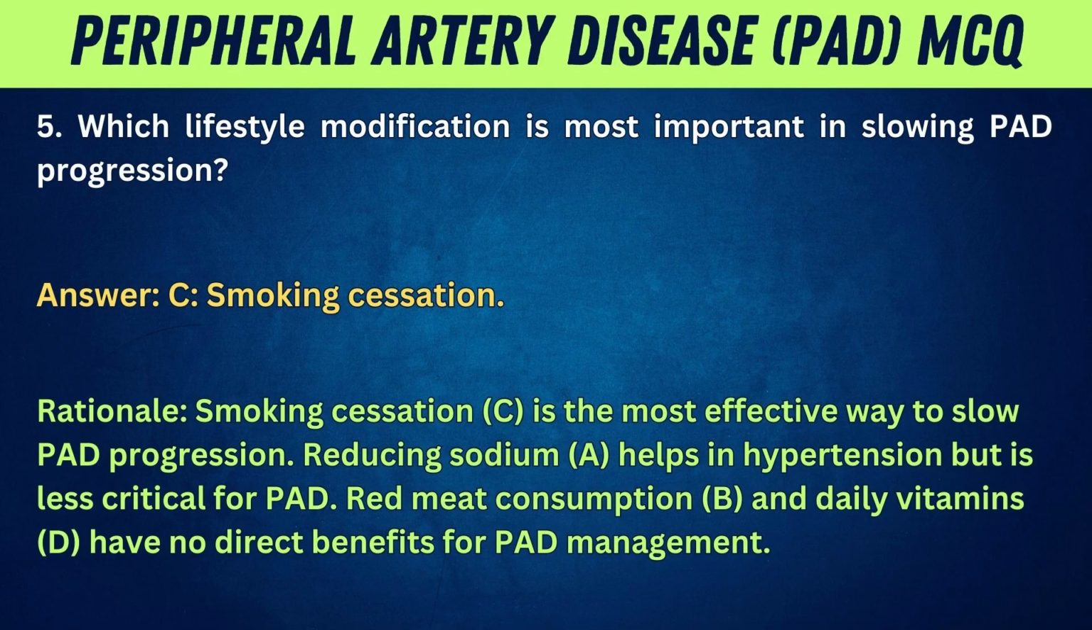Reducing sodium, A, helps in hypertension but is less critical for PAD. Red meat consumption, B, and daily vitamins, D, have no direct benefits for PAD management.